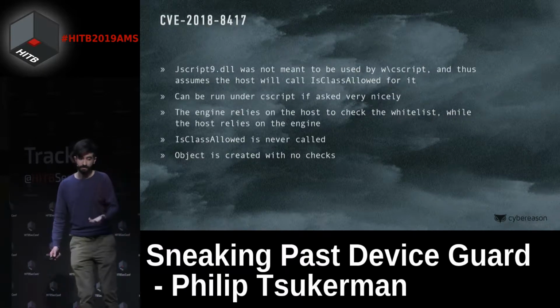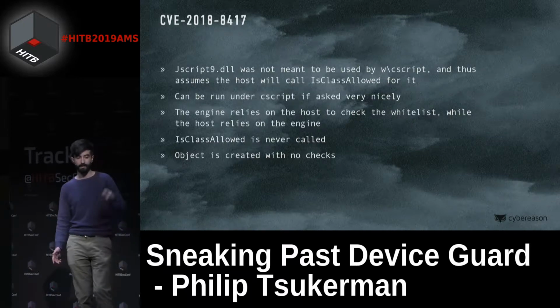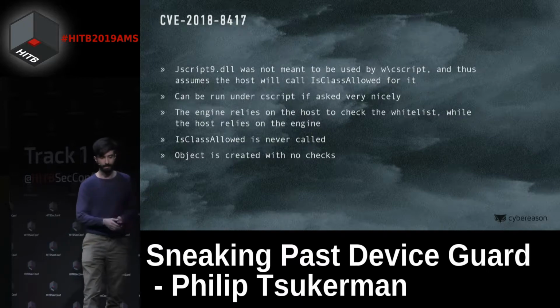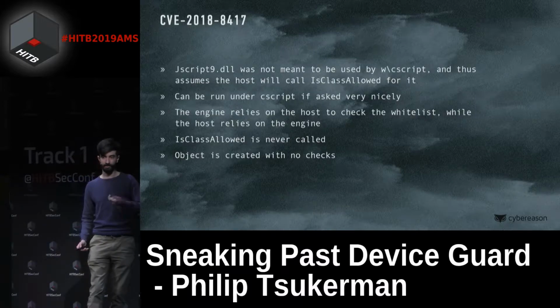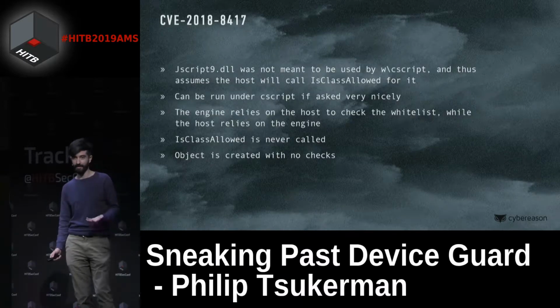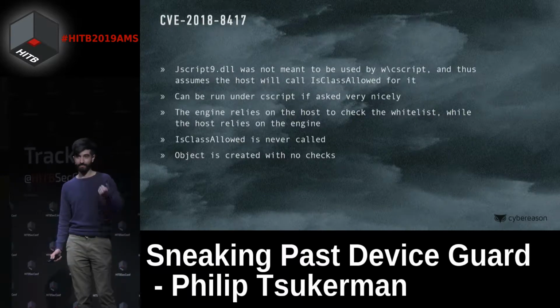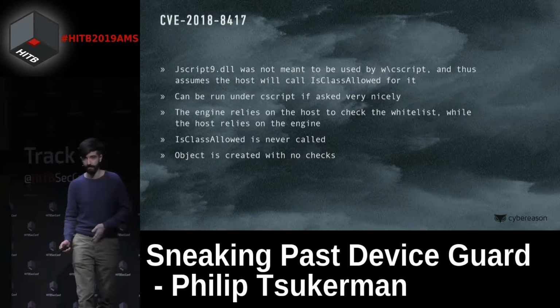So it's, as I've said before, possible to run and to use any single scripting engine under every single scripting host if they're compliant with ActiveScript. So we could actually run JScript 9 under CScript. And when we do that, we actually have a scripting engine that relies on the host to do the security checks, and a scripting host that relies on the engine to run their security checks. So nobody runs the security checks, and you could create whatever.